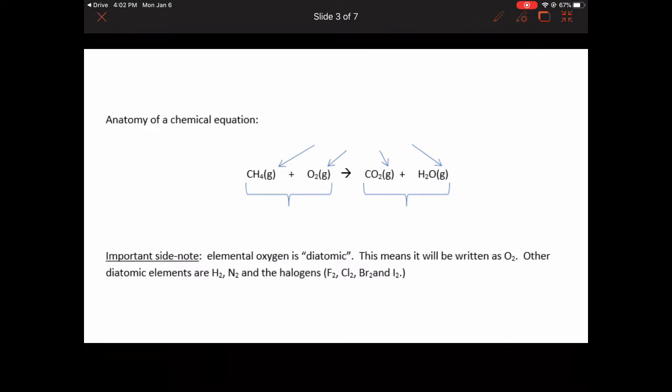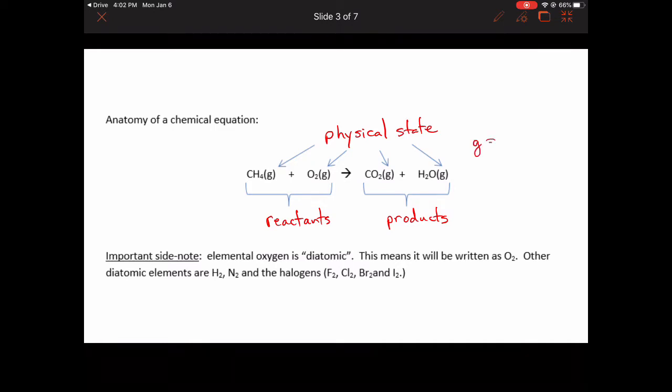On the left side, the ingredients, the things that go into the reaction, in this case CH4 plus O2, are going to be labeled reactants. These are your ingredients. These are what goes into the reaction. And on the right side, what we're making from the reaction, those are called products. And then if you look at the physical states here, in this case, they're all labeled G. That means that the physical state for all four of these substances is gas.